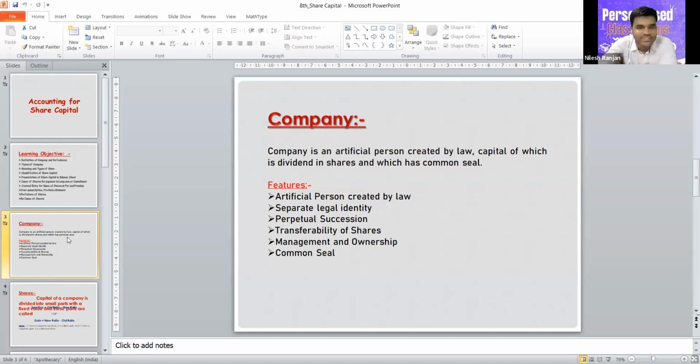Okay, the first thing, you can see the feature: artificial person created by law. You understand what is artificial person?